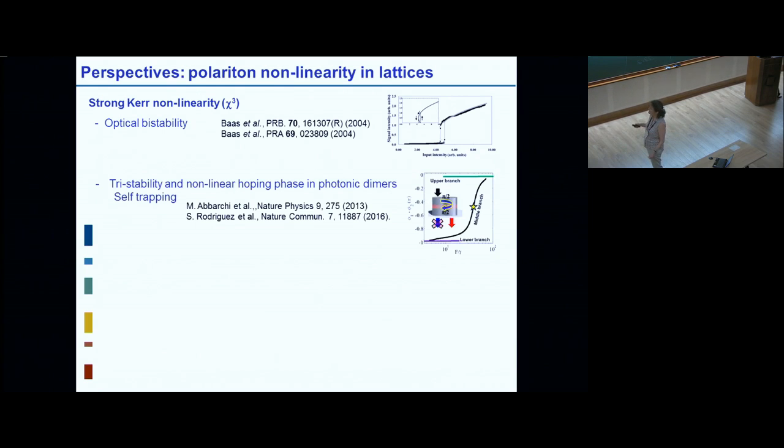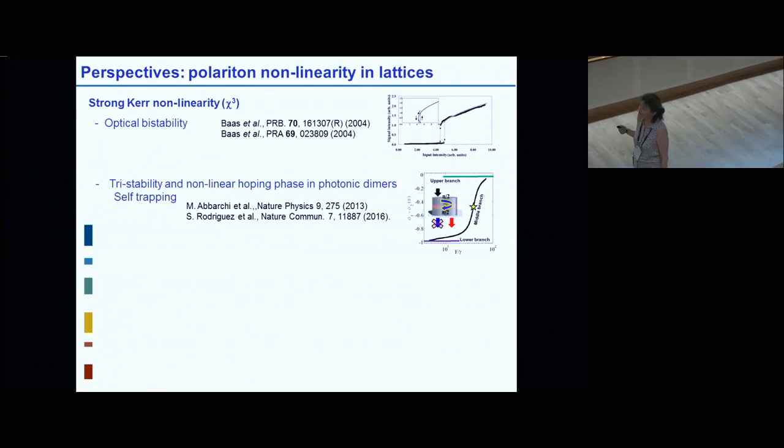So we have recently done an experiment on 2 coupled pillars. So this is really the simplest lattice possible. And so pumping just one of them, we observed bistability. And we observed actually a hopping phase between the 2 pillars, which is driven by interaction, and self-trapping of light. So there are already quite a lot of interesting nonlinear things to do there.